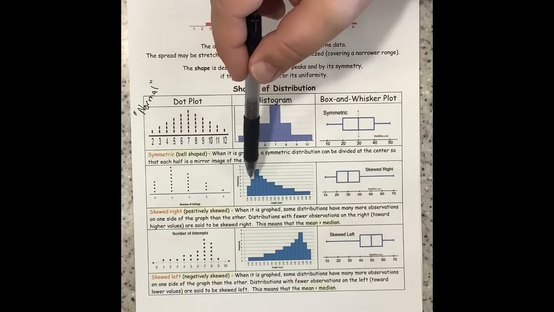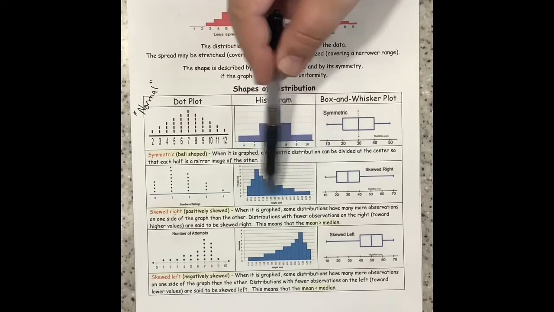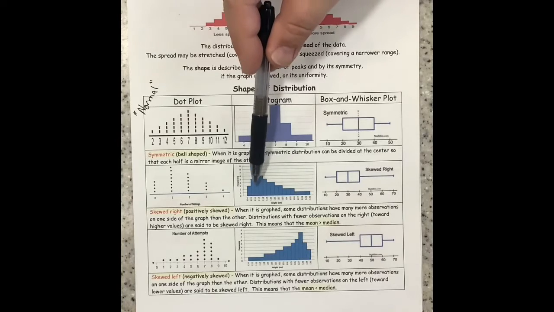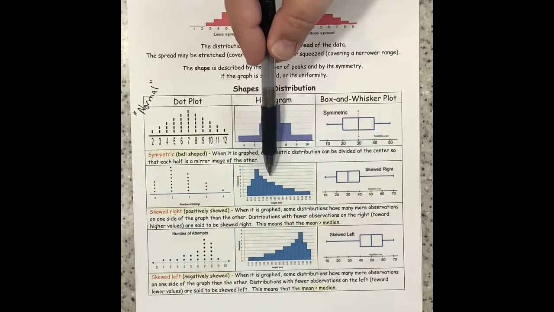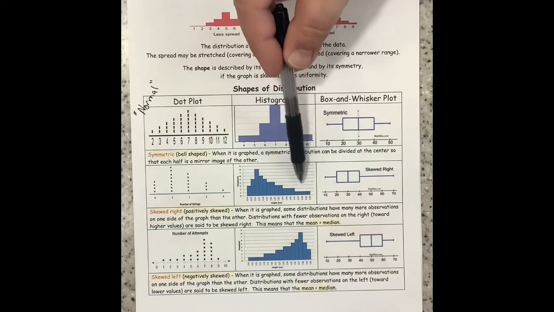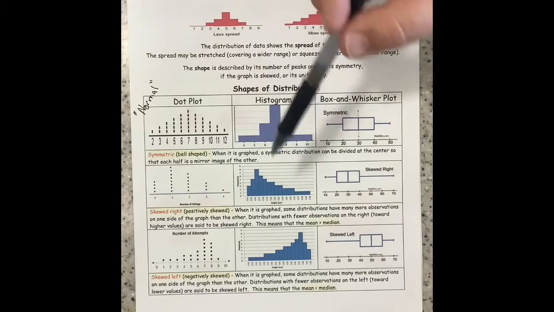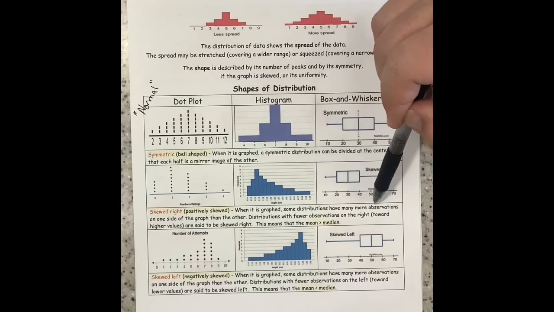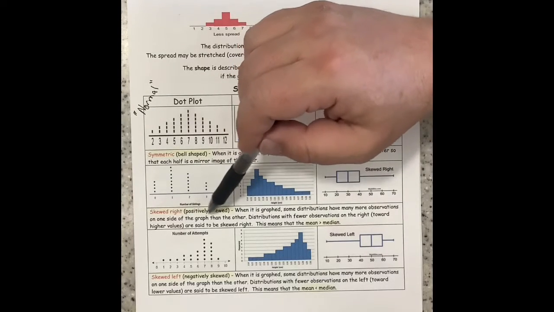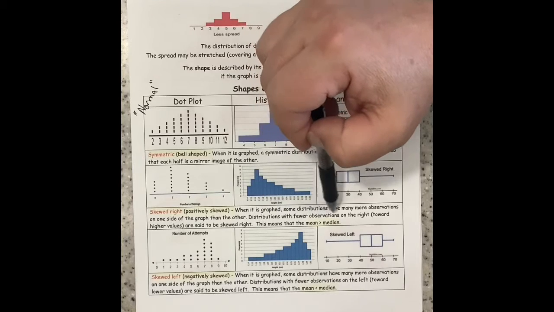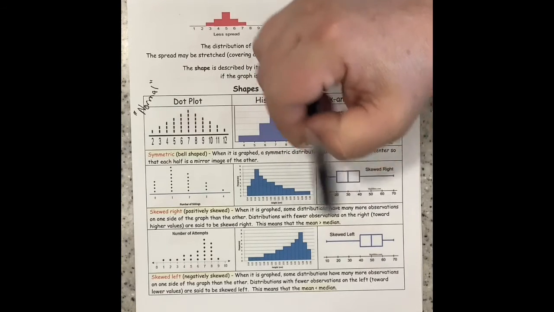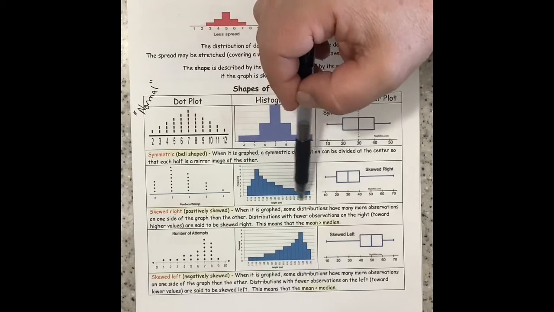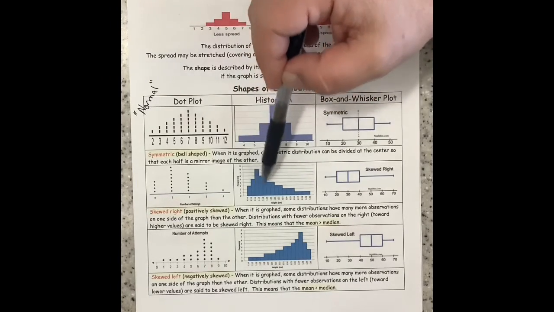Now we're coming down here. These curves are what we call skewed right, which means most of the data is pushed to the left-hand part. Skewed right means that there's fewer data points up here. Now the really big idea: when it is graphed, some distributions have more observations on one side of the graph than on the other. Distributions with fewer observations on the right toward the higher values are said to be skewed right. So you can see fewer observations over here, most of your data points down here.